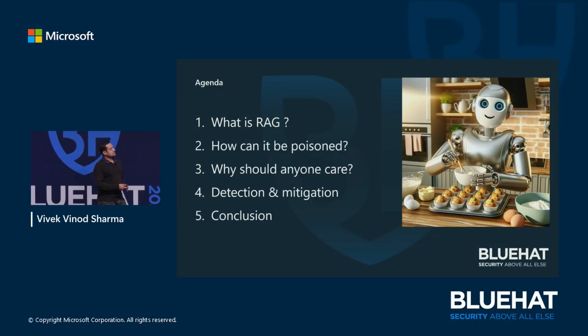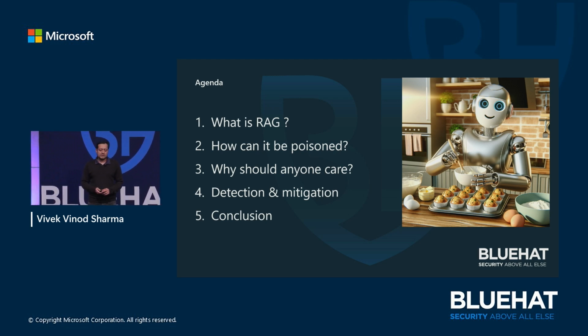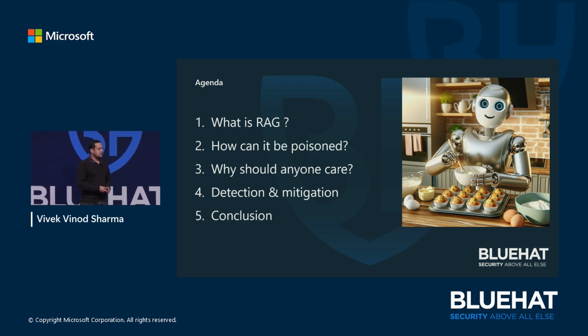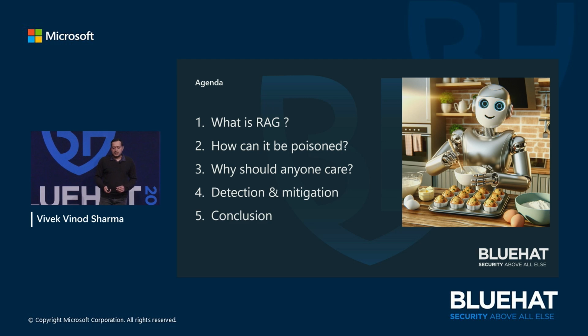So this is going to be the agenda for our lightning talk. We'll cover what RAG is or what it stands for, how it can be poisoned, and why anyone should care, especially when they're doing GenAI development. We'll have a few suggestions based on the lessons learned from what we are seeing within the MSIT deployment around detections and mitigations, in the industry and where the research is headed, and then we'll conclude.